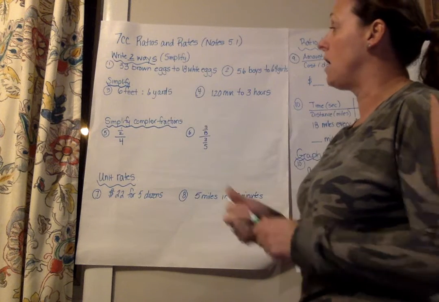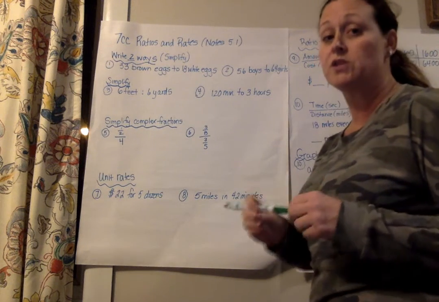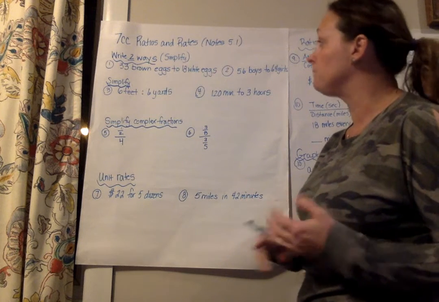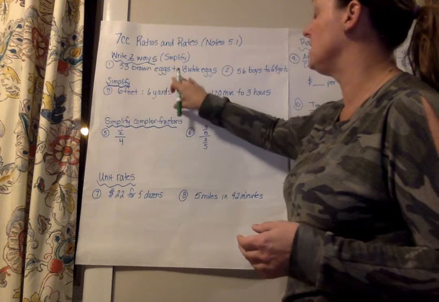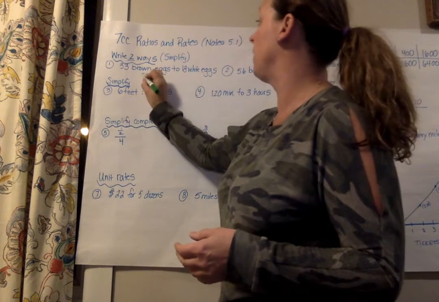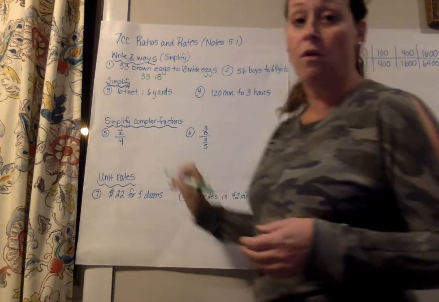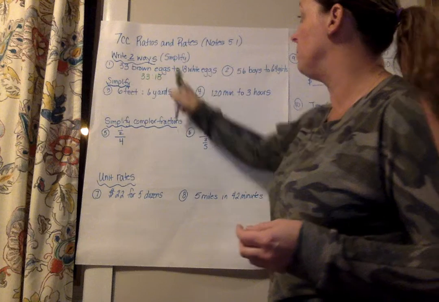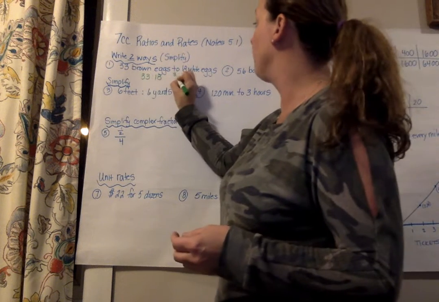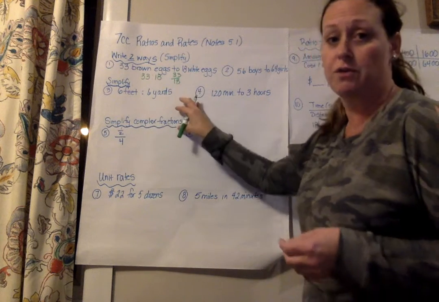The first thing we're going to talk about is writing ratios two ways. So ratios typically are in simplest form, and they do not have units. They are listed in the order in which they are given. So we're going to simply write it as 33 to 18. Now, you say it with the word "to", a colon, or a fraction. Those are already simplified for you, so you don't have to simplify.